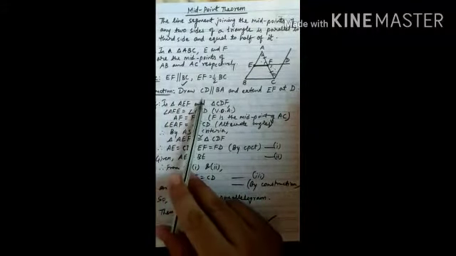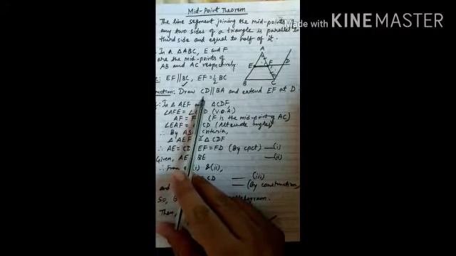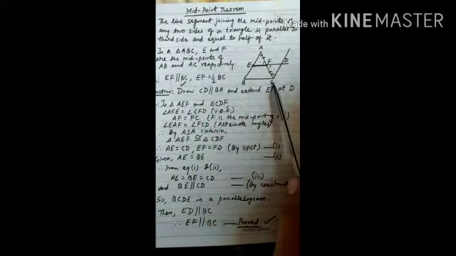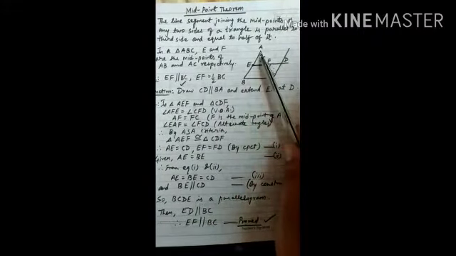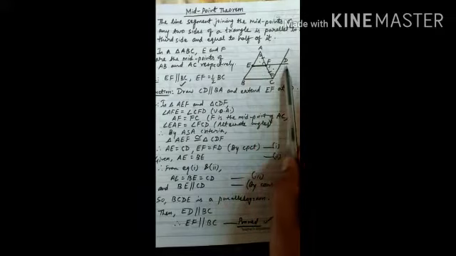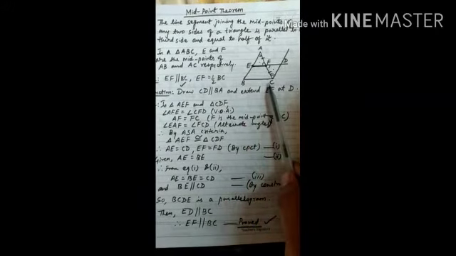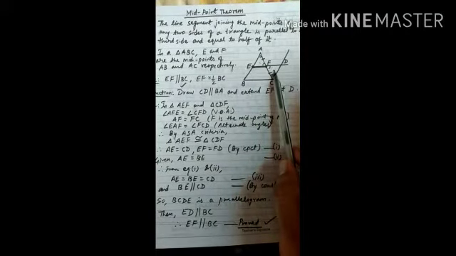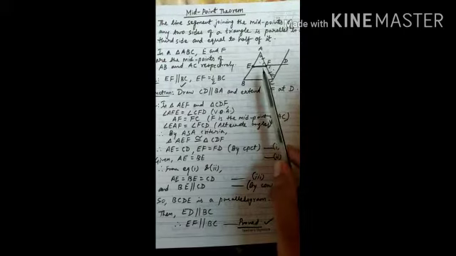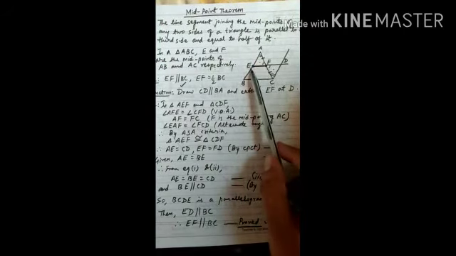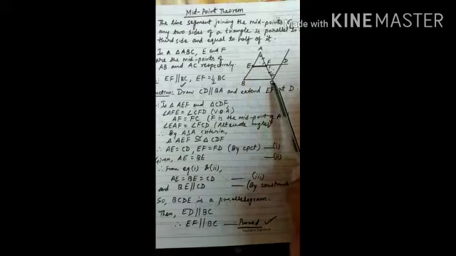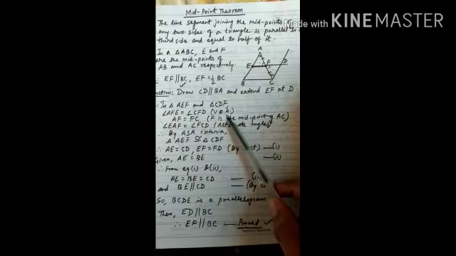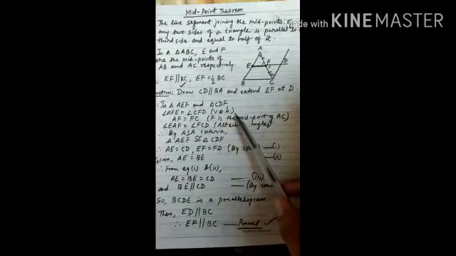How will we prove it? First we will make a construction in this figure. We will draw a line CD parallel to BA, and we will produce EF till D. We will take these two triangles, AEF and CFD. In these two triangles, angle AFE and angle CFD are vertically opposite angles.